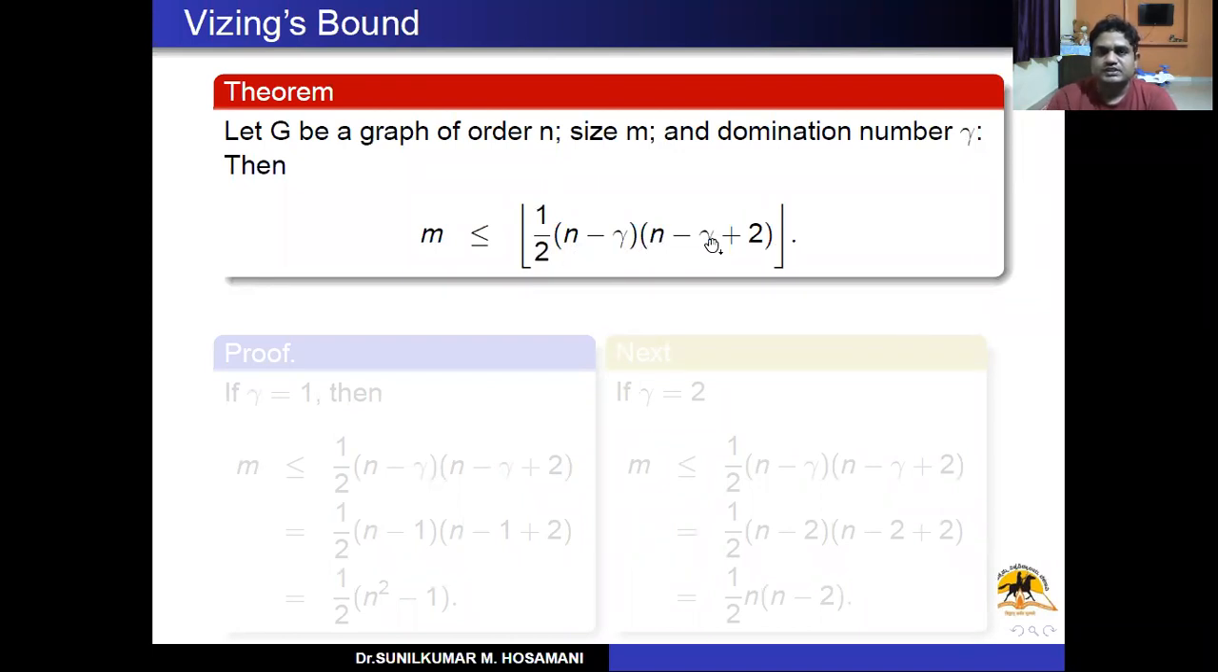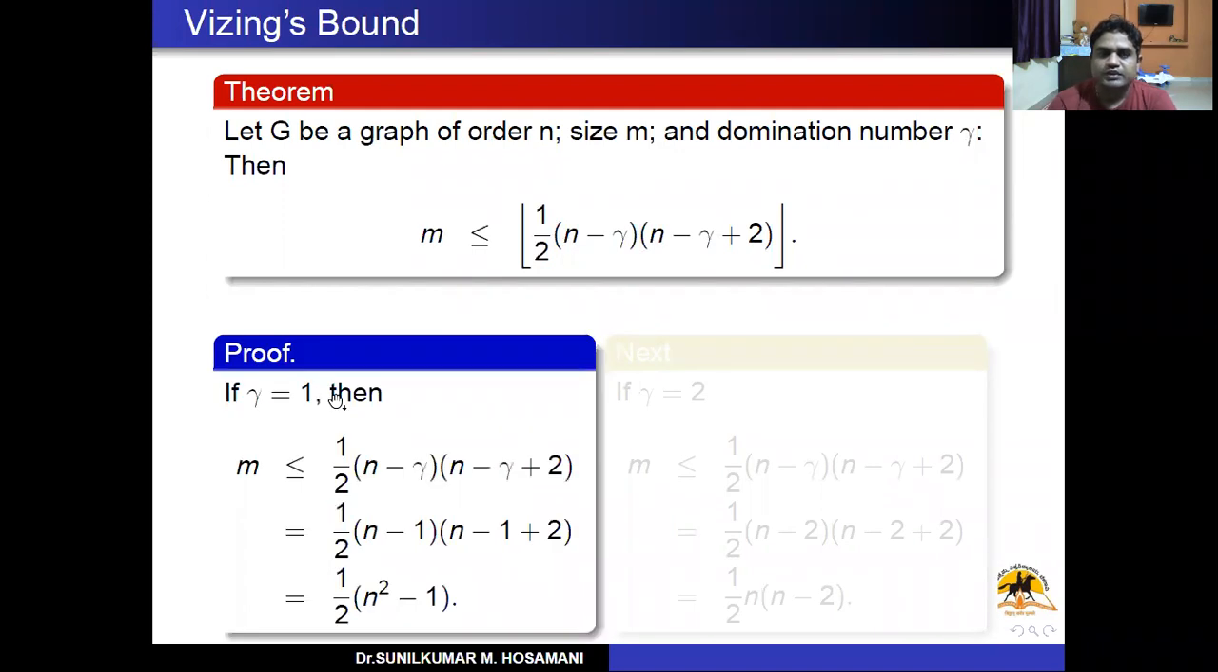So this theorem helps us to predict the number of edges in any given graph, with the condition that we should know the number of vertices and the domination number of that graph. Let us look at the proof of this theorem. Suppose I want to find the number of edges in a graph with domination number equal to 1, then I simply replace the domination number by 1. After putting gamma equal to 1 and simplifying, I get the number of edges is less than or equal to 1/2 (n squared minus 1).